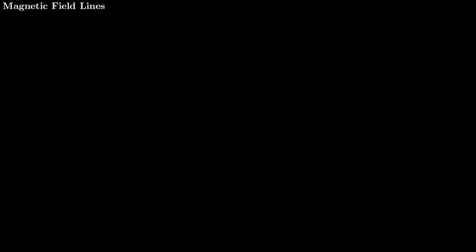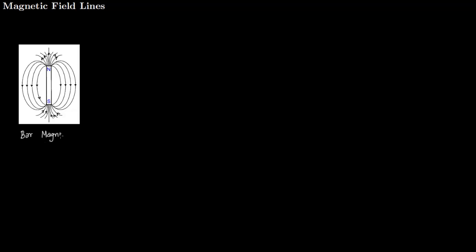In this chapter, we talk about magnetic field lines. So first you notice the magnetic field lines of a bar magnet. So this is a bar magnet. And you can see that the magnetic field lines are coming out of the North Pole, as you can see here, and they are going into the South Pole. So they are entering the South Pole and they are coming out of the North Pole.